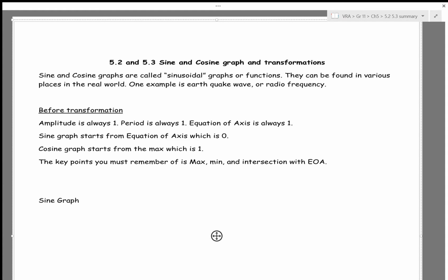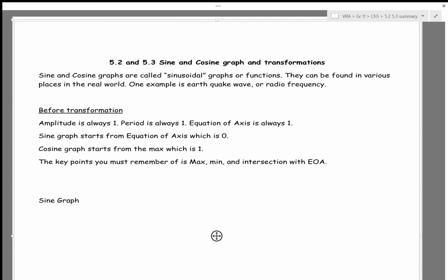Hey guys, this is 5.3 and 5.2, sine and cosine functions and their transformations. This is not a lesson, it's actually just a summary, because these two lessons are basically investigation on your own. You can simply figure that out. But from time to time, 5.3 can lead you into a little trouble, so I am making this video, okay?